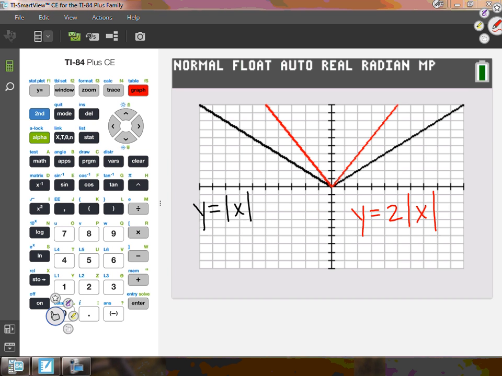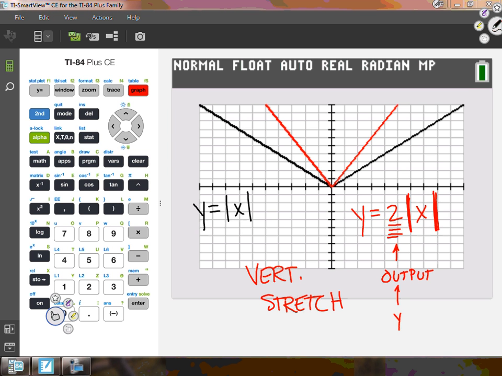Now, anytime the number is outside the parent function, so the function is the absolute value, and the 2 on the outside, it's going to affect the output. It's going to affect y. Let's think of how it affects the y values. So what we call this is a vertical stretch, because all of the y's are now taller than they used to be.